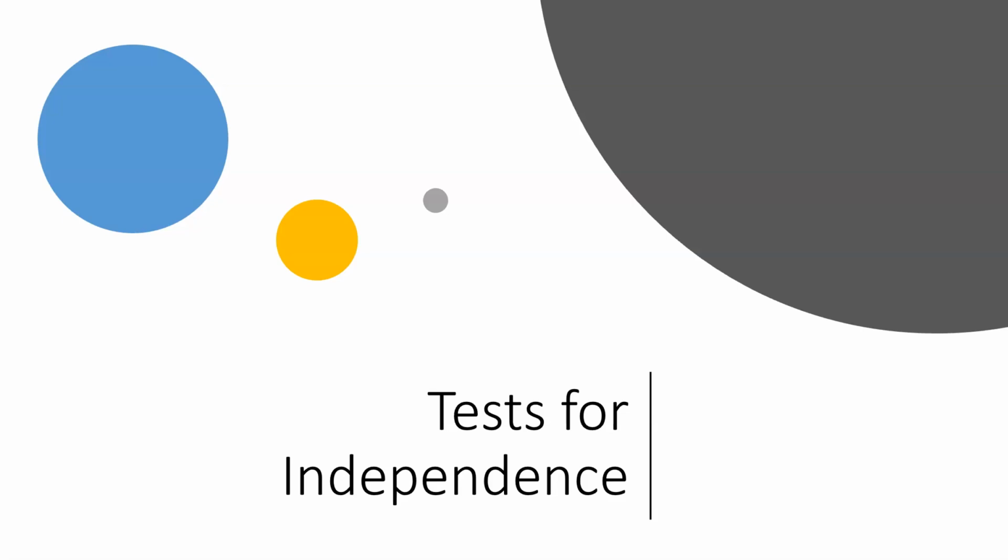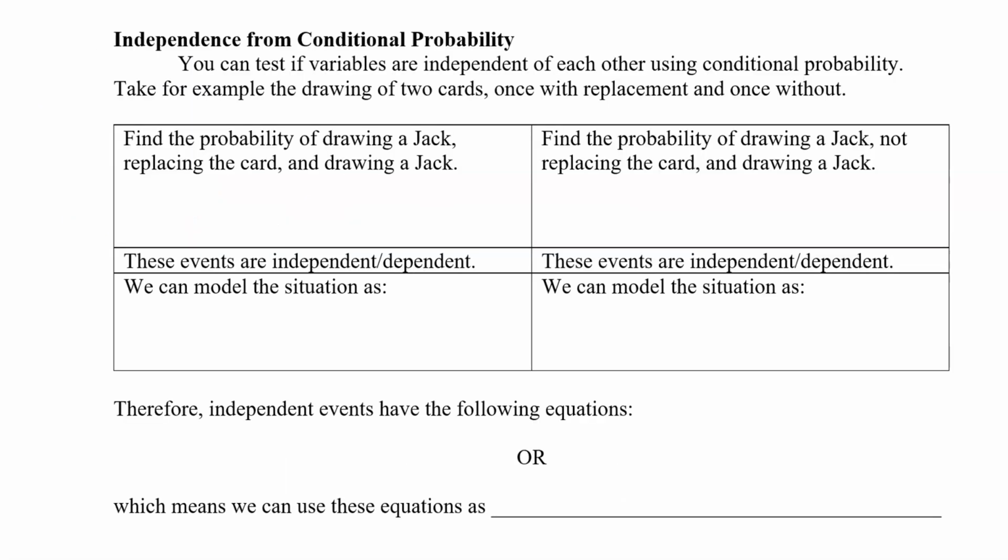This lesson is on independence and tests for independence. Two events are independent if the occurrence of one does not affect the probability of the occurrence of the other. You can test if variables are independent of each other using conditional probability. Take, for example, the drawing of two cards, once with replacement and once without.